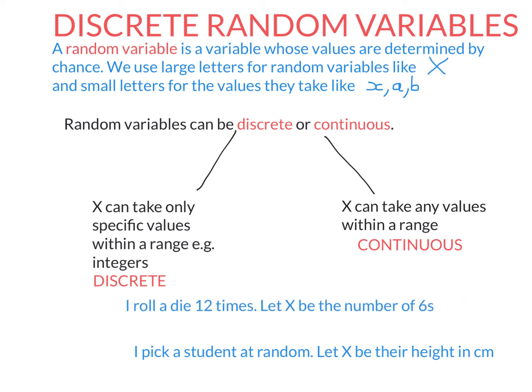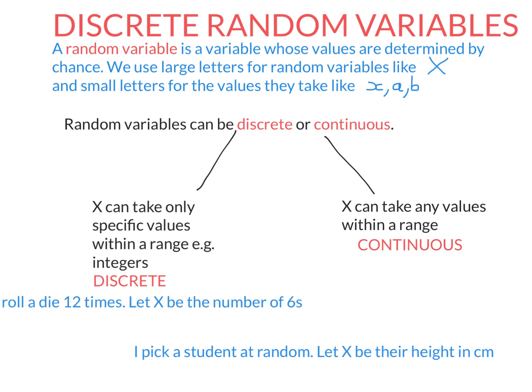So this one belongs over here. Rolling a die 12 times, and X being the number of sixes, X is a discrete random variable. So again, it's a random variable because the value it takes, whether we roll 0, 1, 2, or 3 sixes or whatever, that is down to chance. That's why X is a random variable. And it is discrete because X can only take whole number values, in this case between 0 and 12.